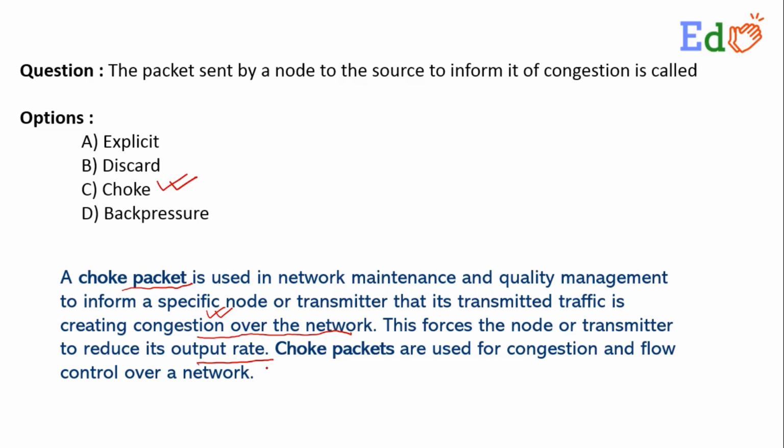So now we are actually giving the suggestion to the respective transmitter and source node to reduce its output rate so that the congestion problem can get solved. So choke packets are used for congestion and flow control over a respective network. So that is the answer. So we'll be going for answer number C: the packet sent by a node to the source to inform it of congestion is called the choke packet.